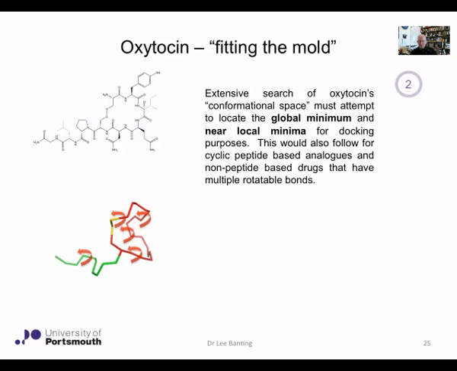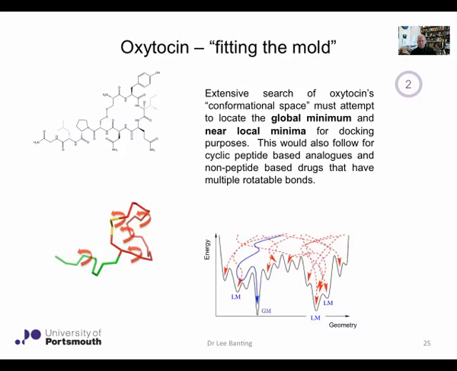But one of the things we've discussed previously is that it's desirable to try and locate the global minimum for the compound, and even if the global minimum is not the conformation that binds at the receptor, and we've discussed that previously as well, it's most likely a near local minima that would dock at the receptor. So an understanding of oxytocin and its conformational properties needs to be addressed, and to try and locate these global minima and local minima that may be of interest for our structure-based design.